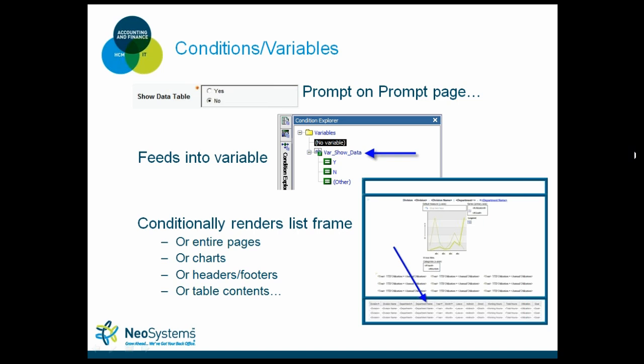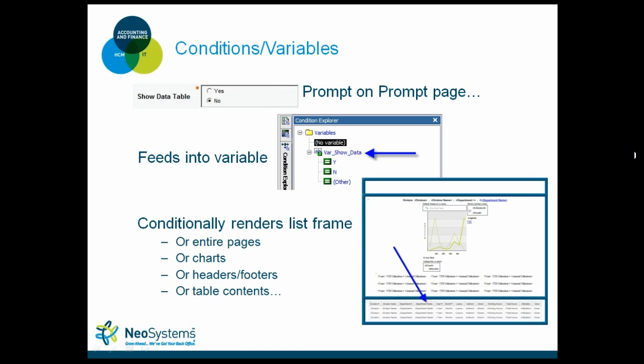So if they say no, then only the basic report would be shown. If they say yes, then the additional section, in this case, the example here is a separate list frame that comes up. It could be to show or suppress certain columns. It could be to show or suppress a chart. So anyway, the user provides the response. That goes into a variable. So we'll take a little look at the use of variables in the report.